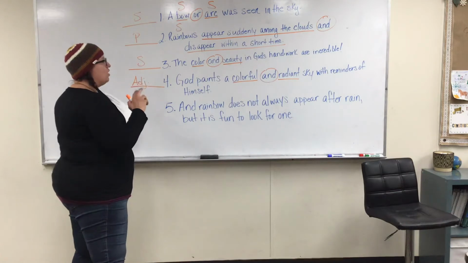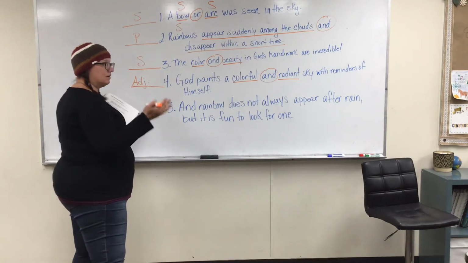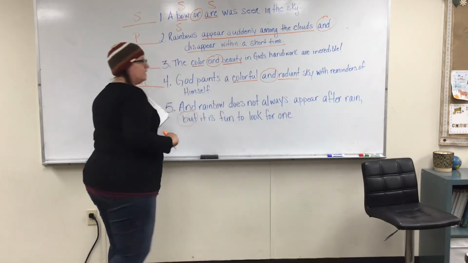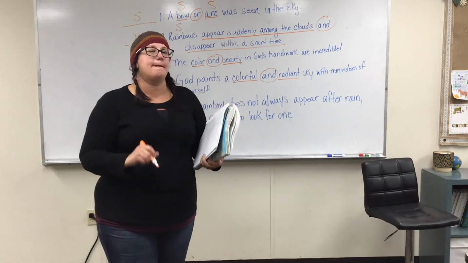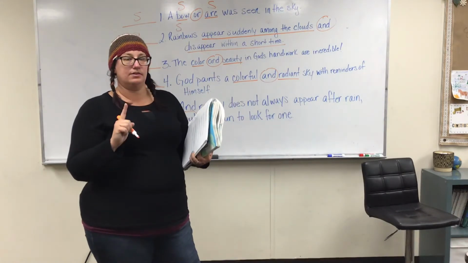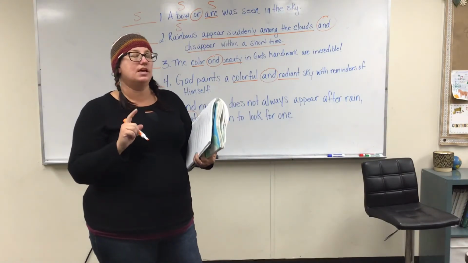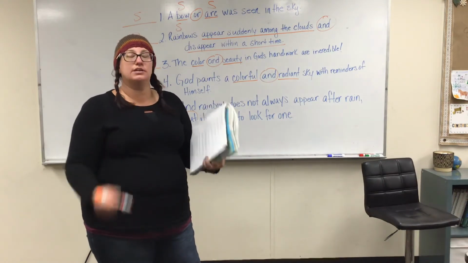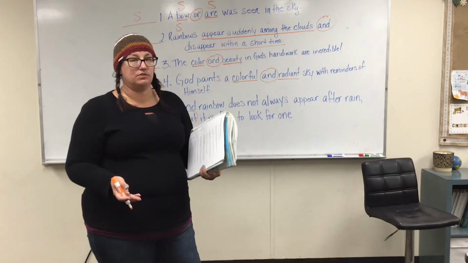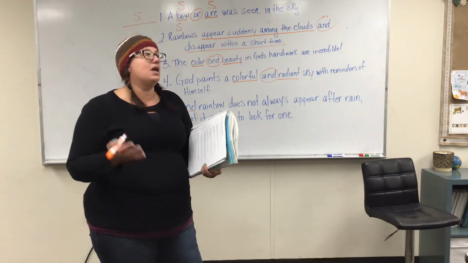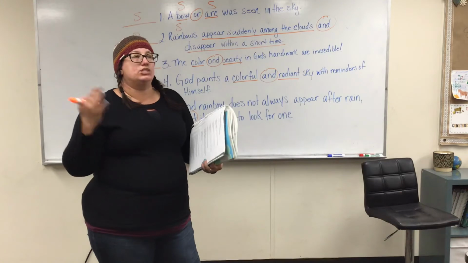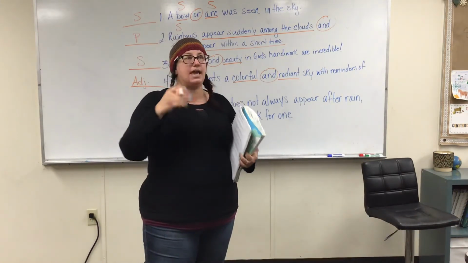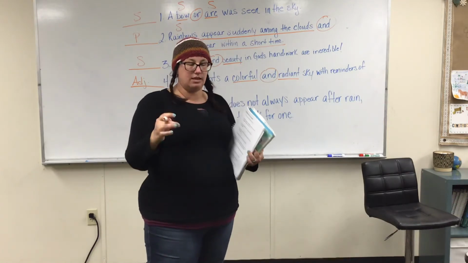A rainbow does not always appear after rain, comma, but it is fun to look for one. So when I see a comma, that means it's either one of two things. It's either joining two sentences or a series of words. Now you guys know what a series of words is, right? I like bacon, eggs, and cheese for breakfast in the morning, right? I gotta have commas: bacon, eggs, and cheese. That's a series of words, right?